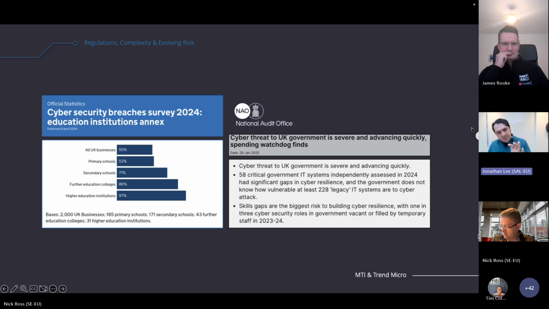And then on the right-hand side here, the National Audit Office, the NAO, only last week or the week before, the 29th of January, had a report which talked about the fact that, again, government needs to sit up and listen and invest in cybersecurity technology, because they'd found 58 critical central government IT systems that had significant gaps in cyber resilience, and another 228 legacy ones that they just didn't know how resilient they were. And this is against a backdrop of a skills gap that we all recognise in our organisations, where 1 in 3 security roles across central government were either vacant or filled by temporary staff throughout the whole financial year.